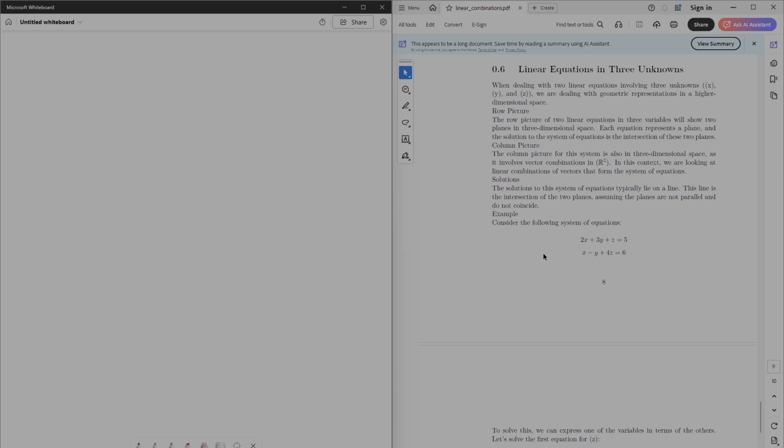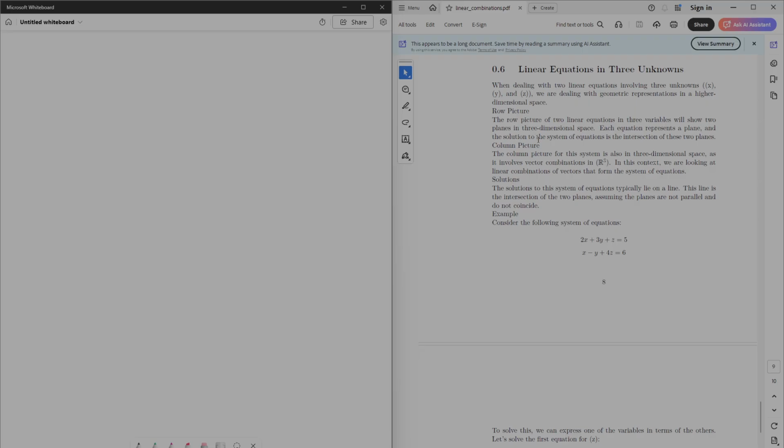So for example, if you look at this system of equations, 2x plus 3y plus z equals 5 and x minus y plus 4z equals 6, they will meet at a line. They will intersect. They typically lie on a line. The solution lies on a line. Okay, so let's see.